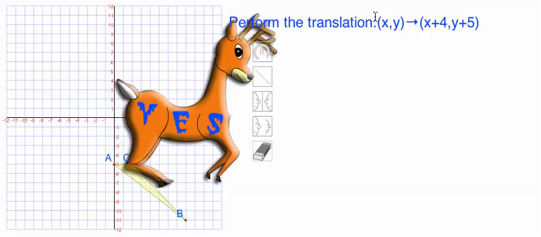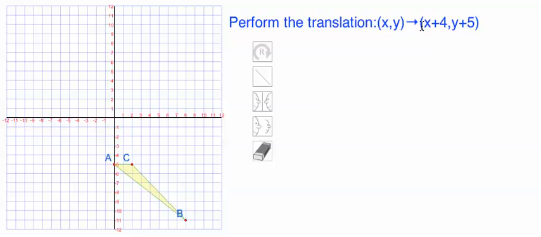Okay, here's another mapping notation. x plus 4, y plus 5, so I'm going to go 4 in the positive direction, 1, 2, 3, 4 for the x, and then 5 in the positive direction for the y, which is going to bring us right up to the x-axis.